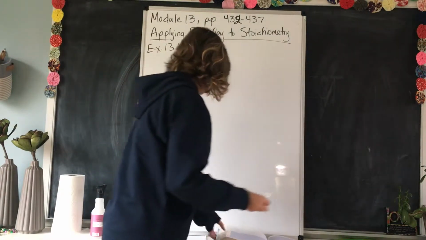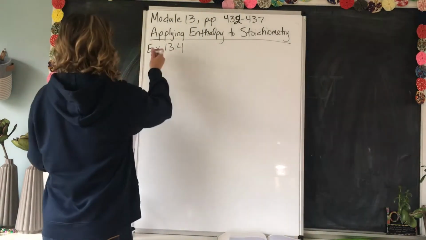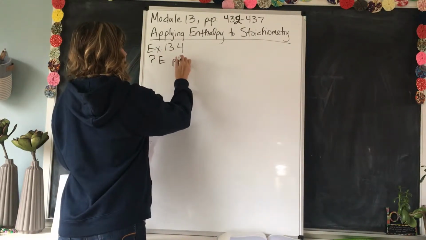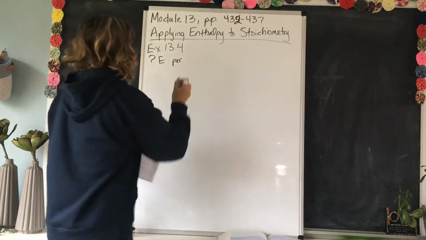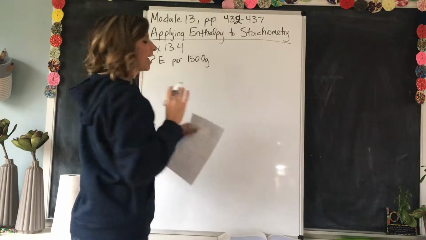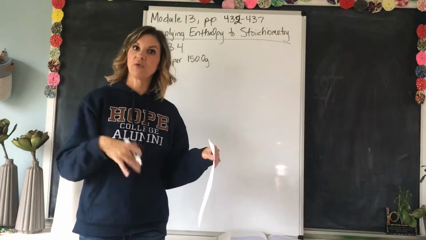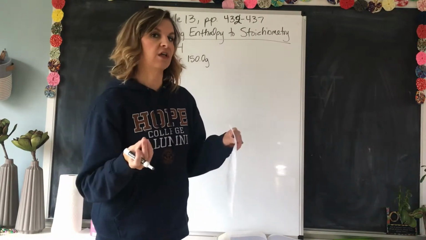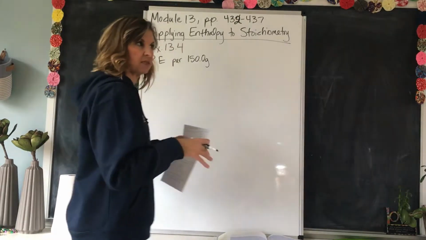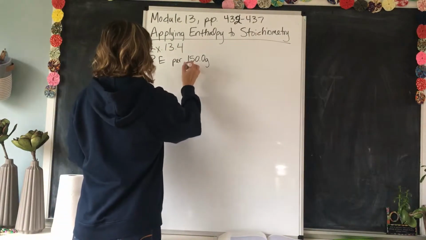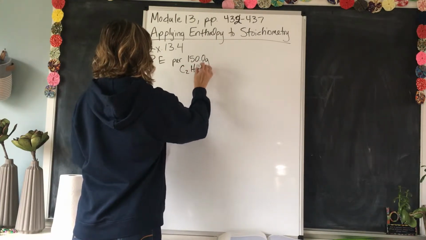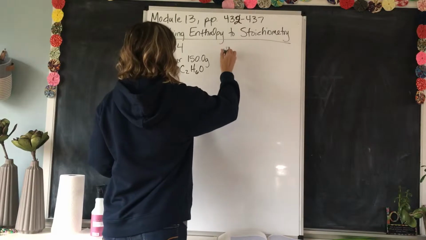Okay, so we are looking to find how much energy is produced per 150.0 grams of ethyl alcohol. We had already done an example with ethyl alcohol, so you wouldn't normally have to just know the chemical formula for it, but it was in the module previously, so I'll just give it to you. It is C2H6O.